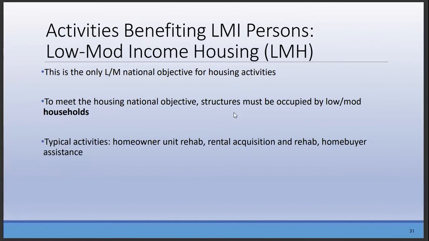Low-mod income housing, or LMH, is the 4th subcategory that assists persons who are low to moderate income. This is the only low-mod national objective for housing activities. To meet the housing national objective, structures must be occupied by low-mod income households. Remember, we made this distinction earlier between a family and a household. Family counts all blood relatives in a unit, while household counts everyone in a unit regardless of relationships. Typical housing activities include homeowner rehabilitation, rental acquisition and rehab, and home buyer assistance programs.